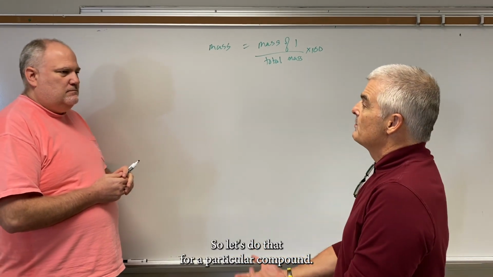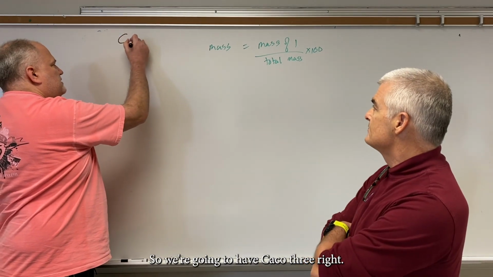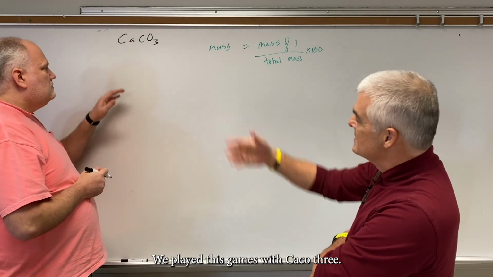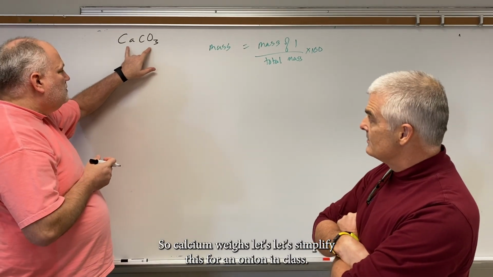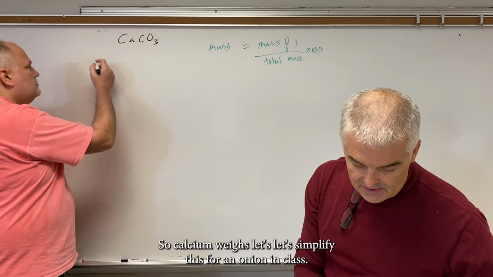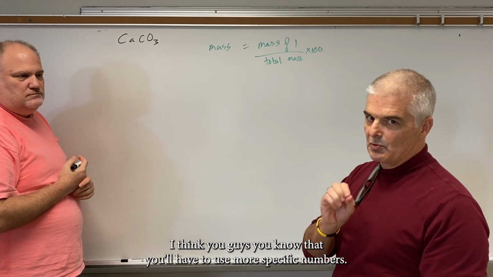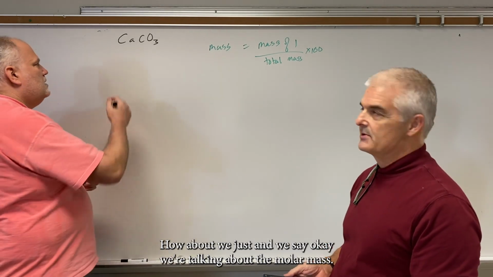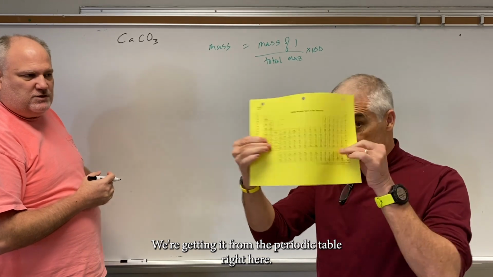So let's do that for a particular compound. I'd say calcium carbonate. So we're going to have CaCO3, right? Plus 2, minus 2, we played this game, so it's CaCO3. And I want to find the weight of the whole ballgame. In class, you'll have to use more specific numbers, but to make the video easier, calcium just weighs 40. And when we say weigh, we're talking about the molar mass, getting it from the periodic table.